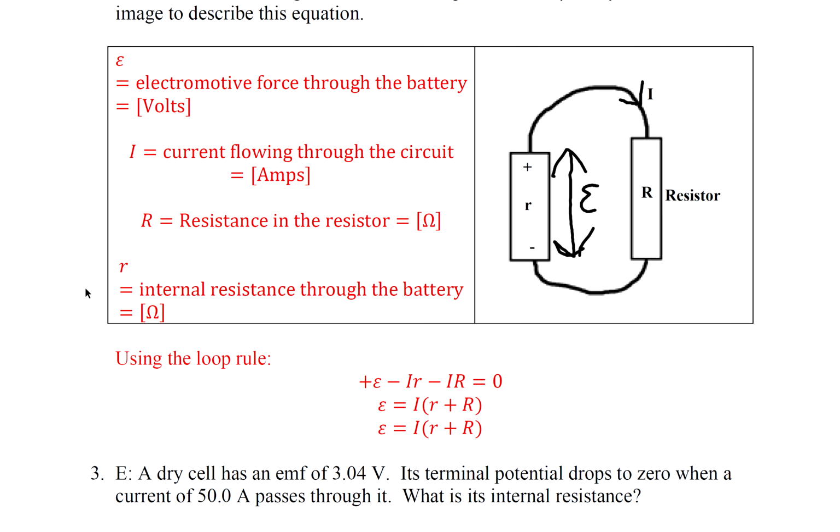So using this loop rule, we know that the EMF through the battery minus I little r through the battery minus I big R through the resistor is equal to 0. So you could see if little r equals 0, like we have an ideal battery, then V equals IR. But that's only an ideal battery.